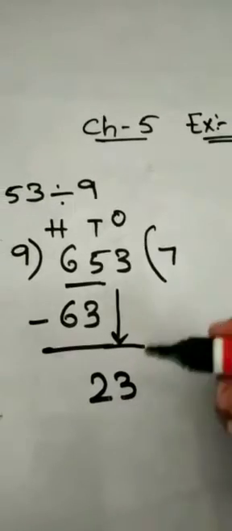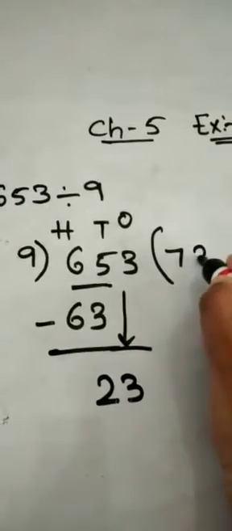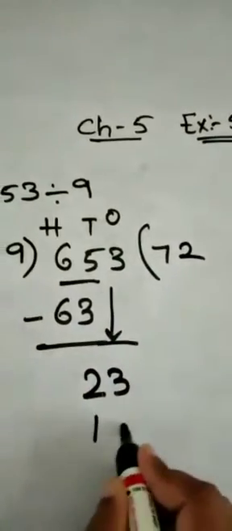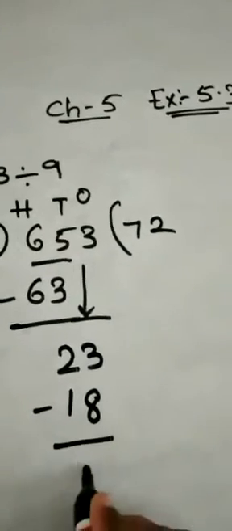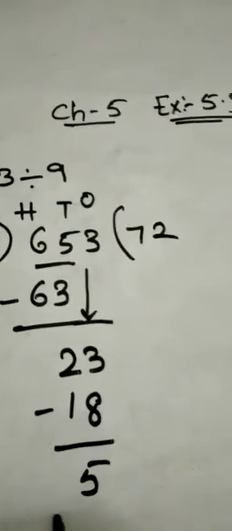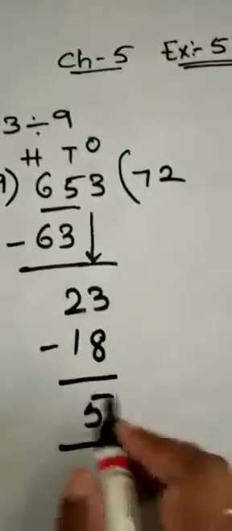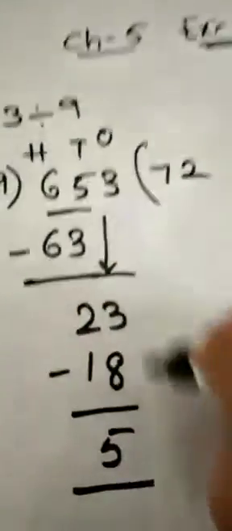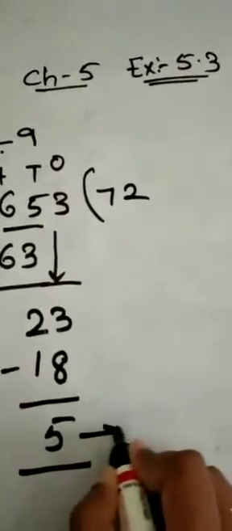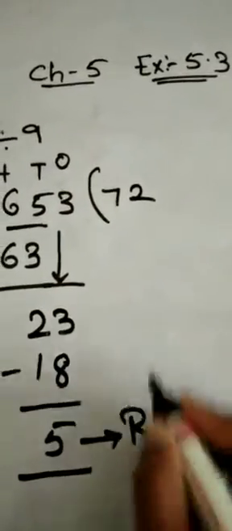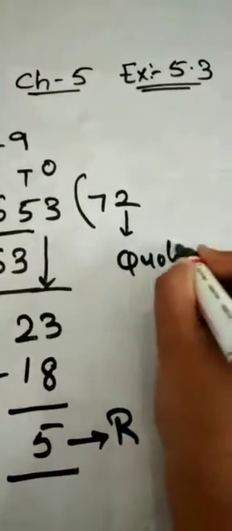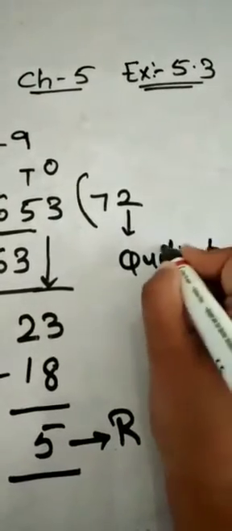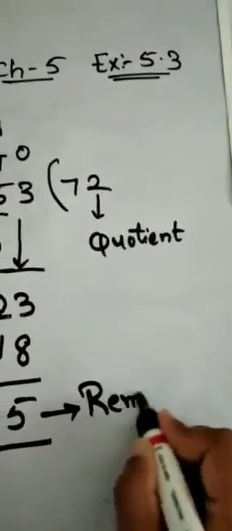So 9 twos are 18. So 23 minus 18 is 5. Now there is no number left here. So this 5 becomes the remainder and this 72 becomes the quotient.